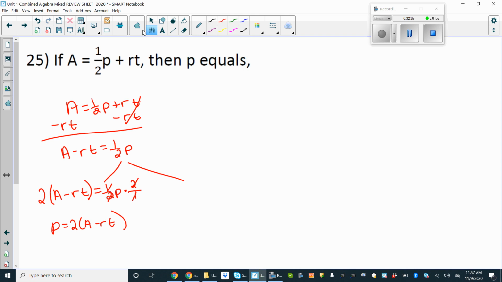Okay? I'm going to skip the second way because we want you to get into the habit of using the reciprocal. It's the easiest when you have a fraction. So whenever you have a fraction attached to a variable, multiply by its reciprocal and it cancels out in one step.